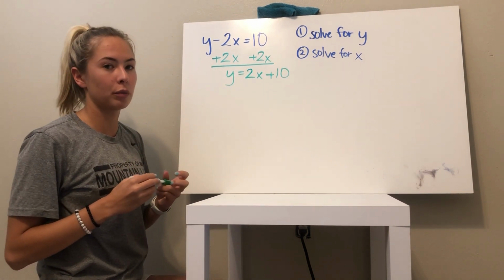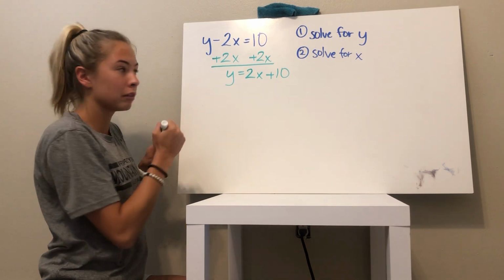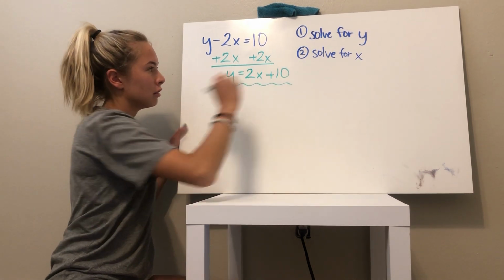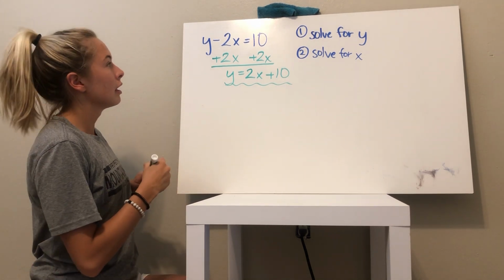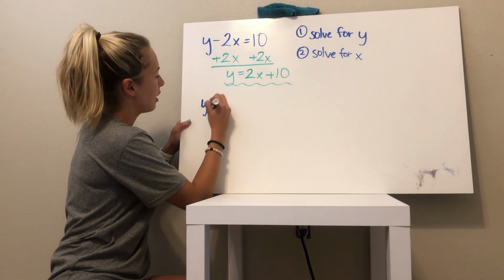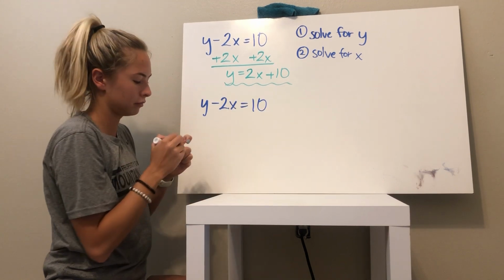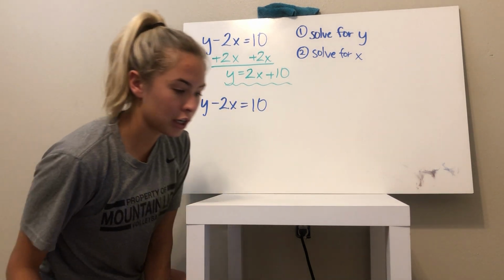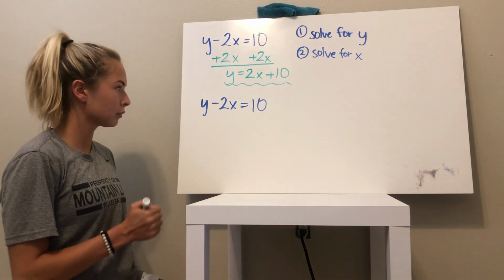So this looks different than what we've done before, but we did it. We solved for y. So this is what y equals. Y equals 2x plus 10. Now, I'm going to go ahead and rewrite it. We have y minus 2x equals 10. Now we're going to do a similar thing, but just solve for x instead of y.